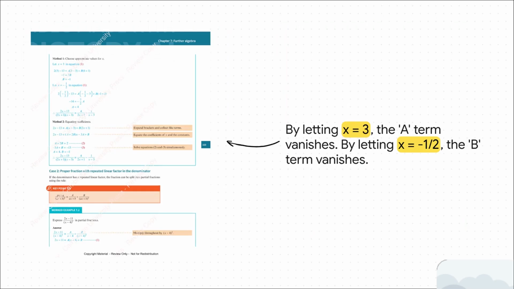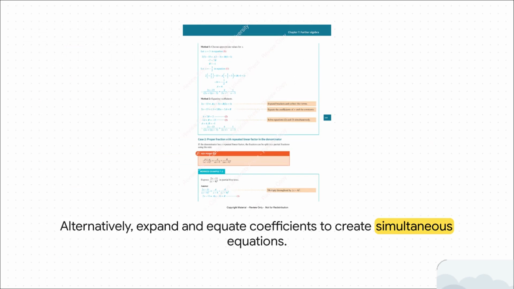This is where substitution is just so smart. See that A term? It's being multiplied by x minus 3. So what if we just make x equal to 3? Poof! The whole A term disappears, leaving us a super simple equation to find B, which turns out to be -1. We can do the same thing for the B term. To make it disappear, we just set x to -1/2, and we can solve for A just as easily. We find A equals 4. Okay, so that's one way.